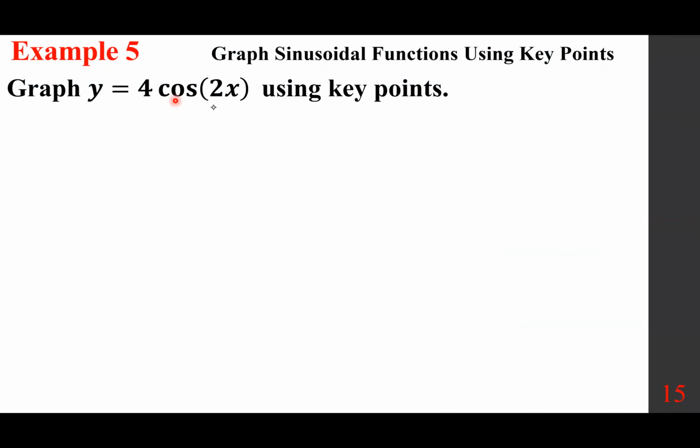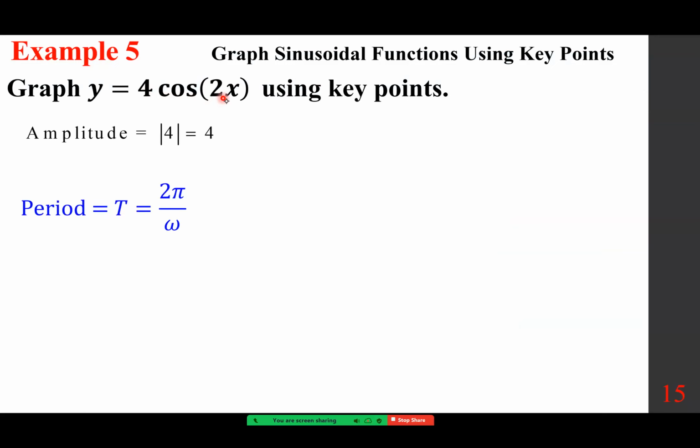Here's an example. We are going to use the key points. So first we need to do a couple of things. Number one, what is the amplitude? Absolute value of 4 is 4. What is the period? 2 pi divided by omega, which is 2. 2 pi divided by 2 makes it pi.